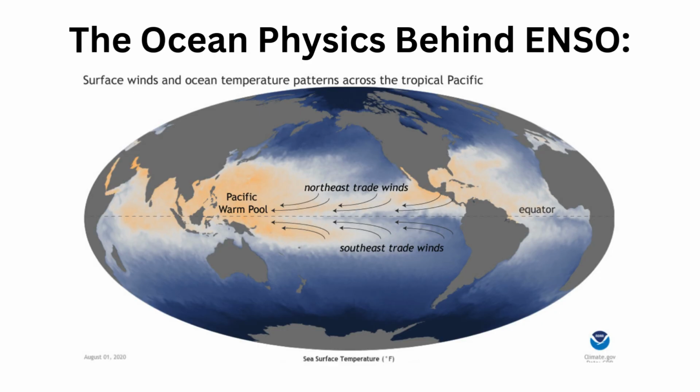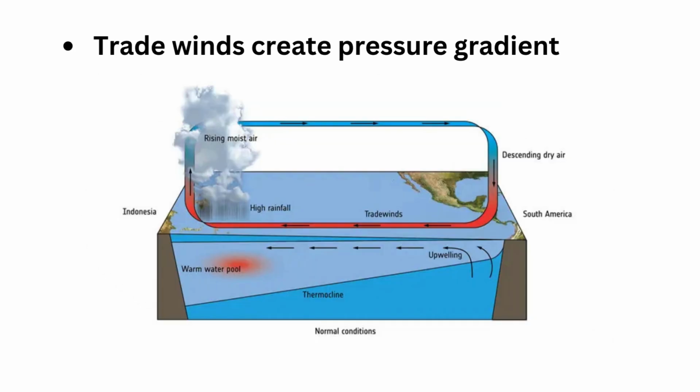At the heart of ENSO, the key factor is the interaction between ocean currents and atmospheric pressure. The trade winds, which blow from east to west, push warm water along the Pacific Ocean towards Indonesia. This creates a pressure gradient, meaning the atmospheric pressure is lower in the west because the warm water is rising there. Meanwhile, the eastern Pacific has cooler water and higher atmospheric pressure. The stronger the pressure gradient, the stronger the trade winds pushing the warm water westward.